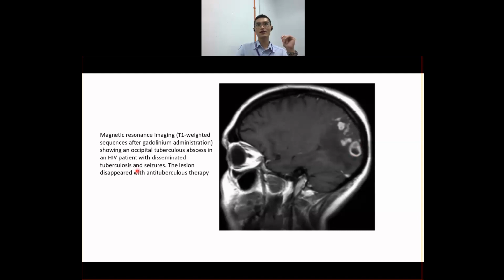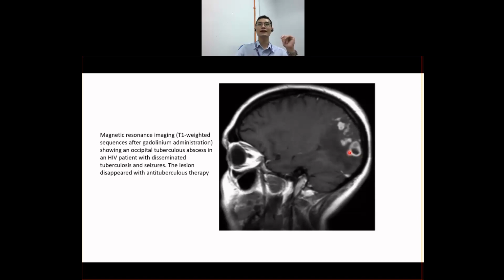Okay. So when he was treated with anti-tuberculosis therapy, all these lesions disappeared. Okay, so as you can see here, it appears darker as compared to here, right? Okay, so this area that appears darker, actually it is due to edema. Okay, so surrounding this abscess, you have surrounding edema. Okay, so that is the reason why it appears darker.